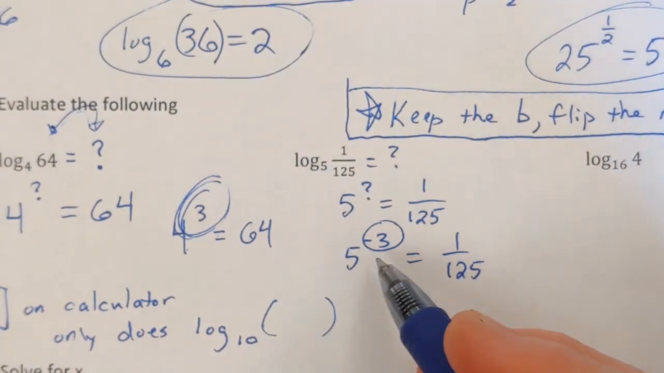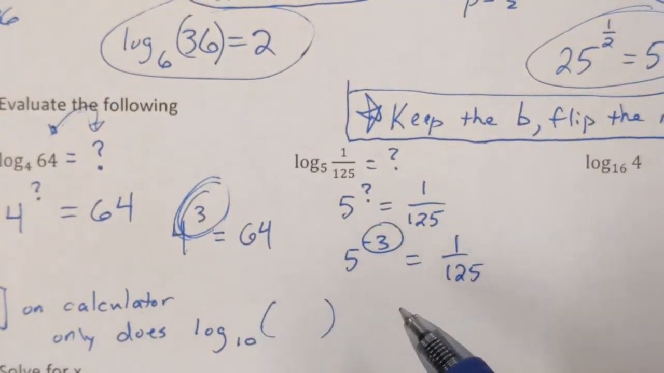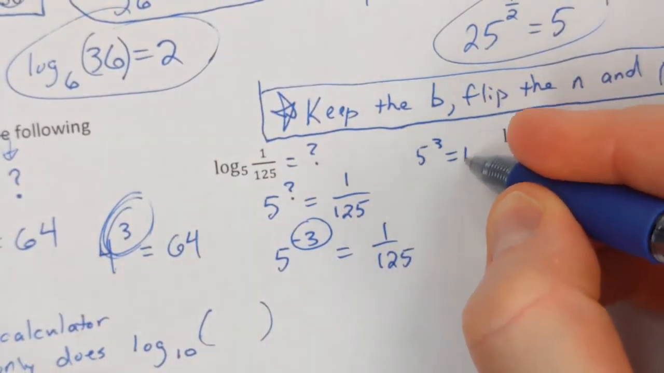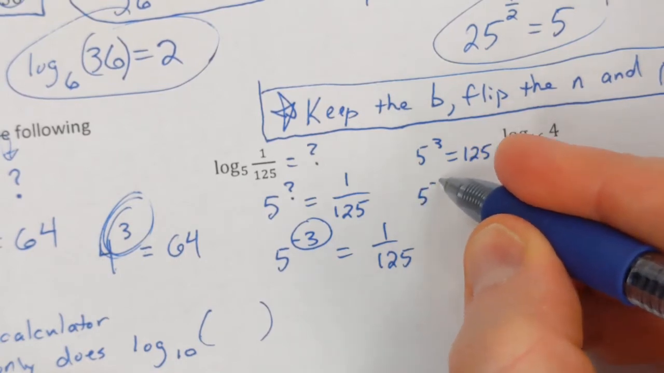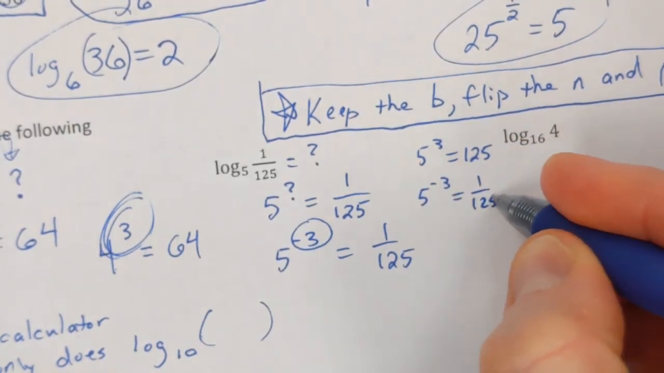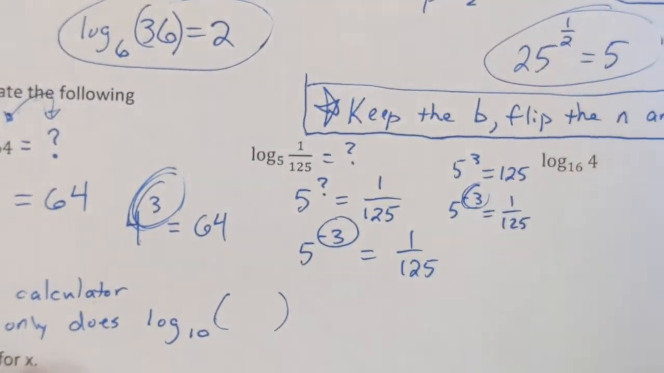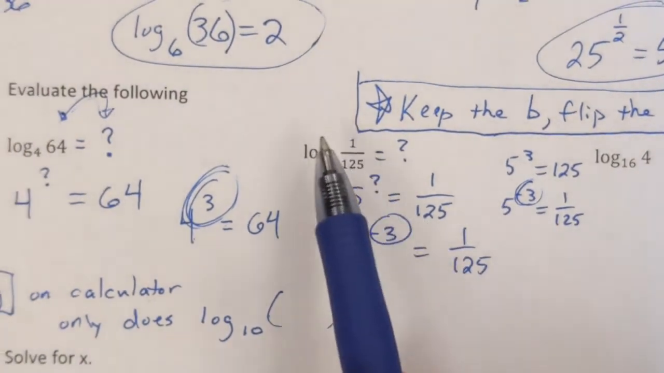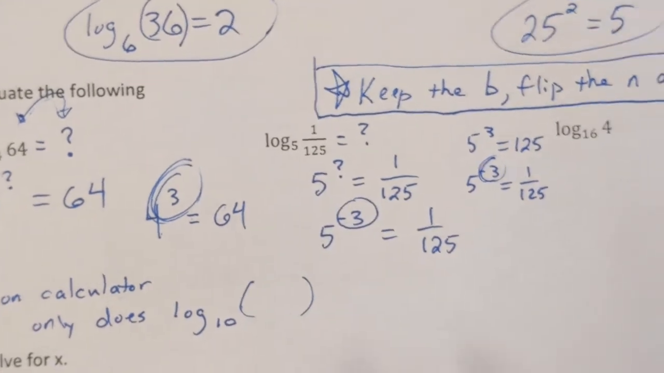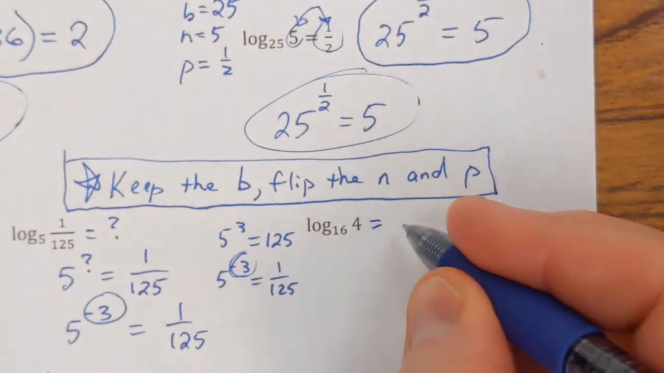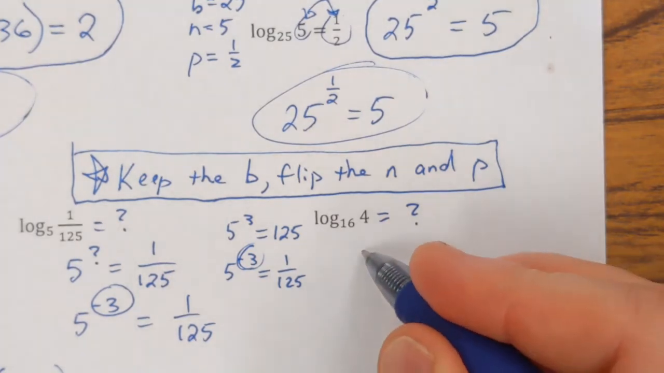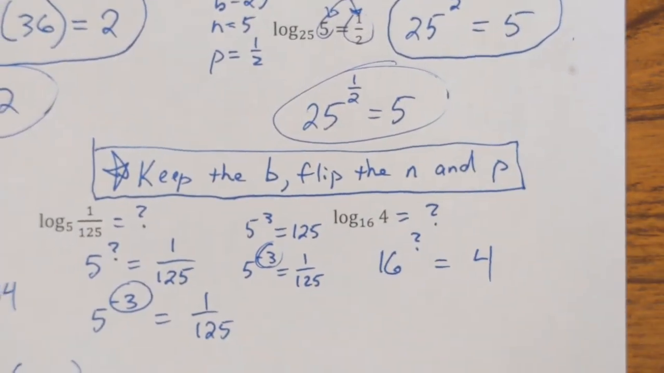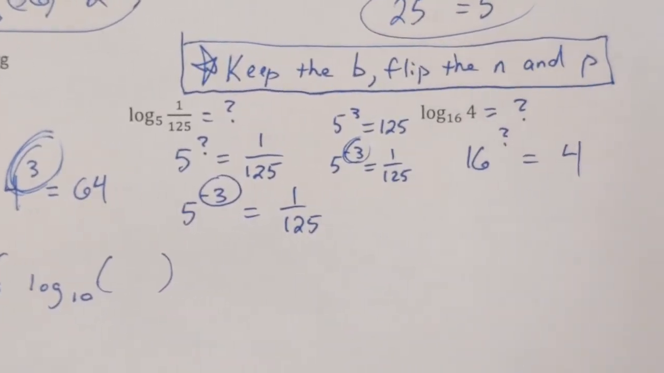Because what a negative sign does is it takes your answer and turns it into its reciprocal. Since 5 to the third is 125, that means 5 to the negative third is 1 over 125. This is what a negative power does: it takes your original answer and flips it into its reciprocal. So that's how I was able to note this is 5 to the negative third. All right, we got one more. Here I have 16 to the question mark power is equal to 4. And I have to try to guess and check this answer.